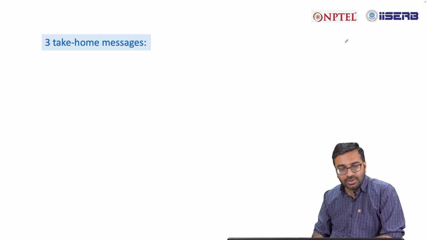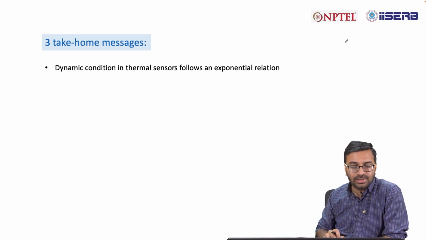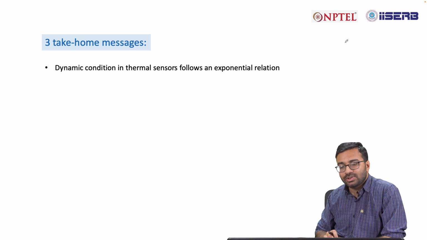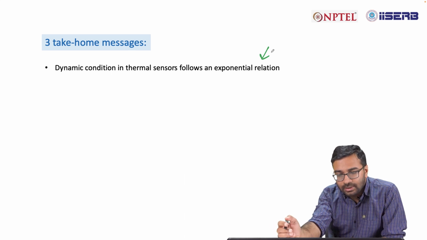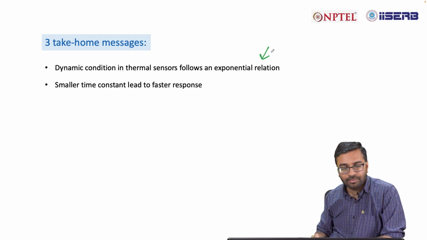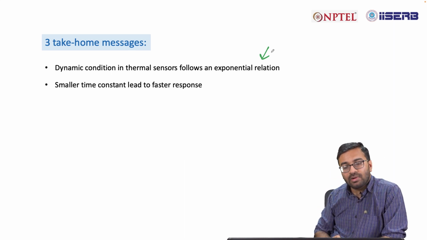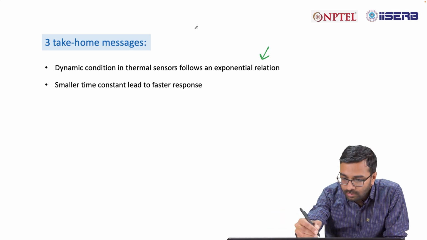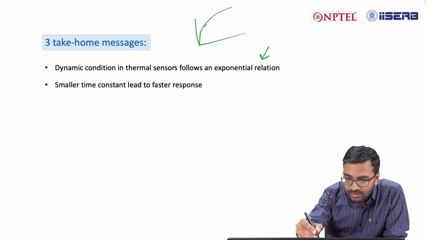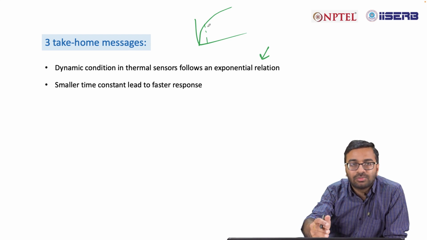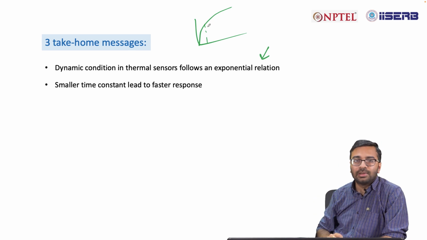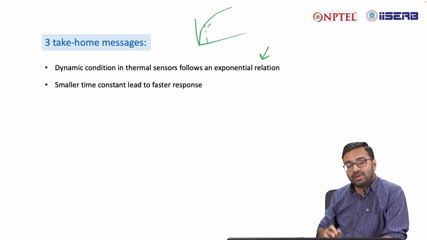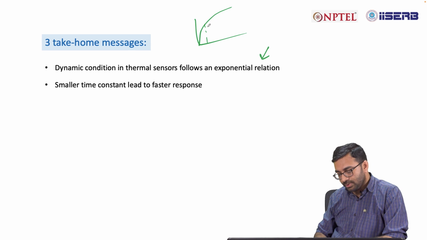So, there are three take home messages also in this case. The first one is, dynamic condition in thermal sensors follows an exponential relation. We have seen in both the cases, right. There is an exponential relation associated with the dynamic condition. Then smaller time constant lead to a faster response. We have seen this is how the response is. So, if the time constant is smaller, it will reach the value of Tb faster. So, a smaller time constant lead to a faster response.